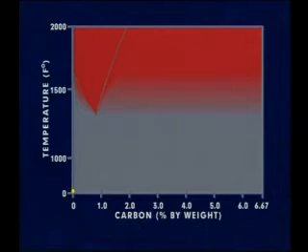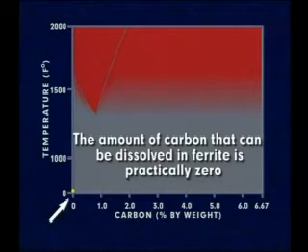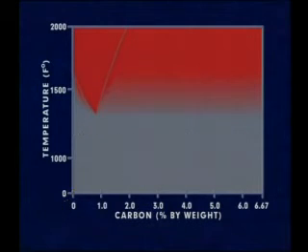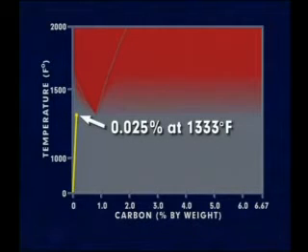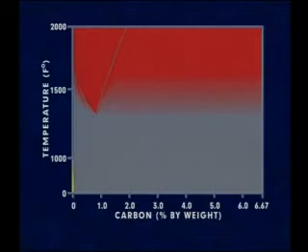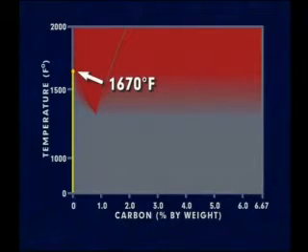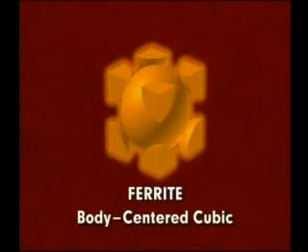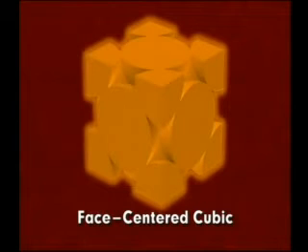At room temperature, the solid solubility, or the amount of carbon that can be dissolved in ferrite, is practically zero. The amount of carbon dissolvable in ferrite increases to only a maximum of 0.025% at 1,333 degrees Fahrenheit. When heated to 1,670 degrees Fahrenheit, ferrite's body-centered cubic crystal structure rearranges itself into a face-centered cubic structure, known as austenite. This transformation to austenite is an important phase in the heat treatment of steels.